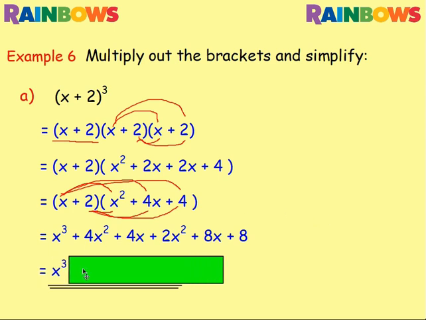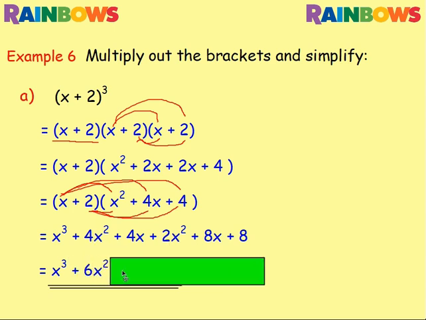So x cubed is just x cubed. X squared, you've got plus 4x squared add 2x squared. So you've got 6x squared. X's, you've got 4x add 8x, which is 12x. And number-wise, you've got that plus 8. So that would just stay as it is. And that will be your answer.